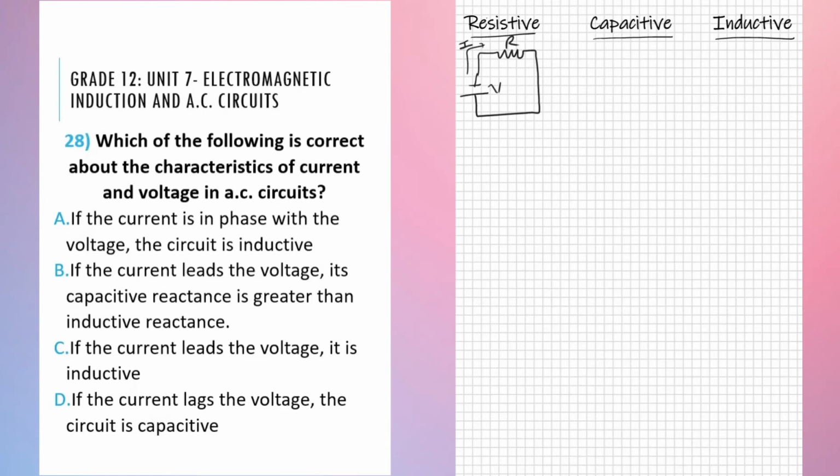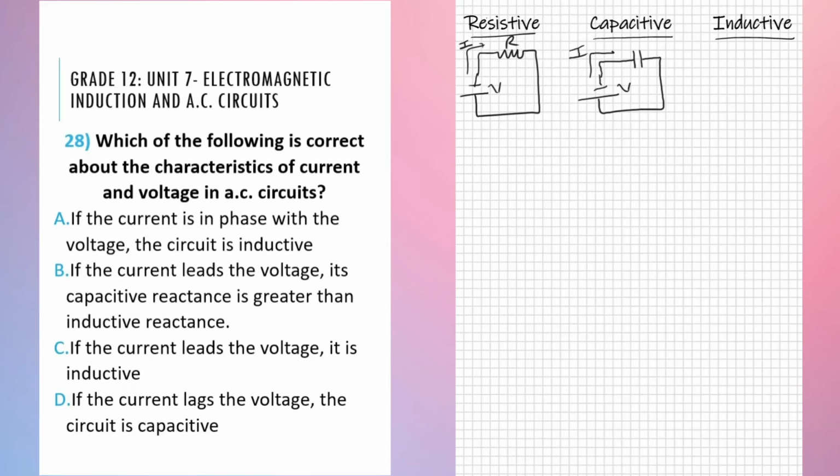Similarly, we have a capacitive circuit, and in a capacitive circuit, let's say you have a capacitor represented like so, and this capacitor is also connected to a voltage supply or some cell like so. Be sure to be careful of the difference between a capacitor and a cell. You see how in the capacitor, the two legs are equal, while in a cell, one is longer and one is shorter. Similarly, we also have a current flowing through this circuit.